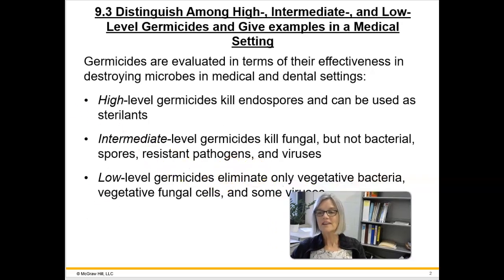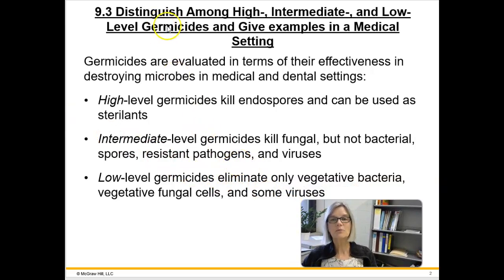Okay, here we are on the next learning outcome. Distinguish among high, intermediate, and low-level germicides. Give examples in a medical setting. And I think when we get to the end of this, you'll have all sorts of examples. I'm not going to necessarily quiz you on all the, is this a high, intermediate, or low level germicide? But I think you should be aware of the concepts. And in particular, high levels would be important to know or to recognize.